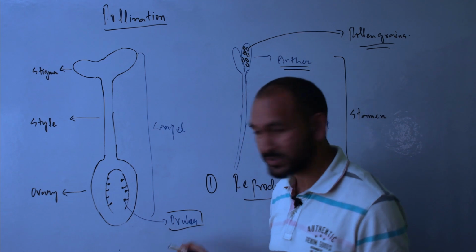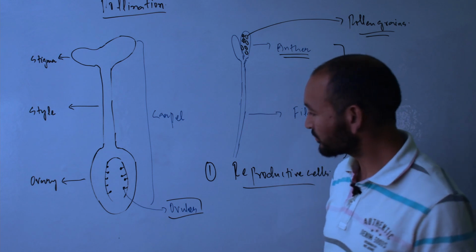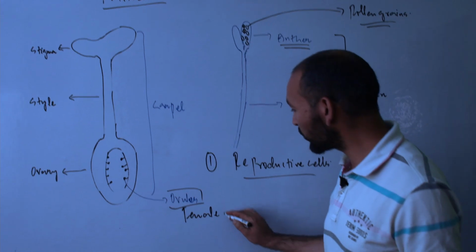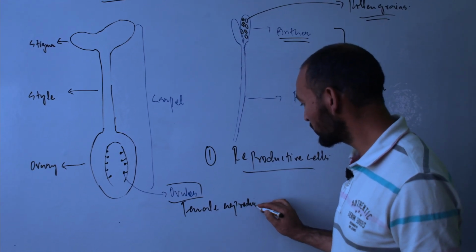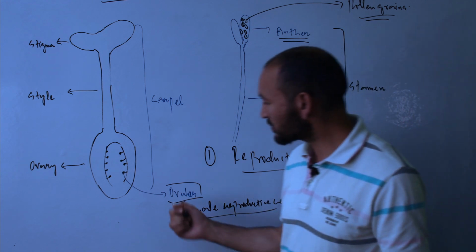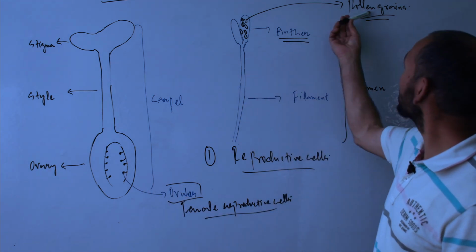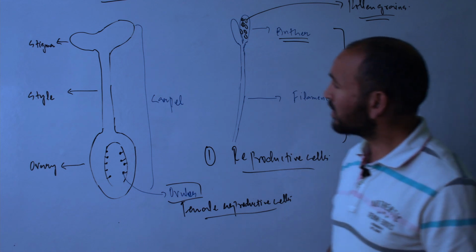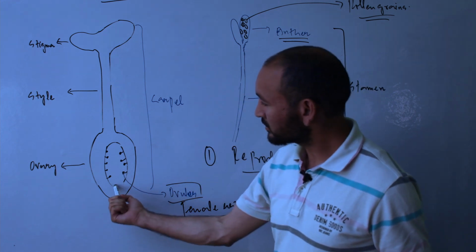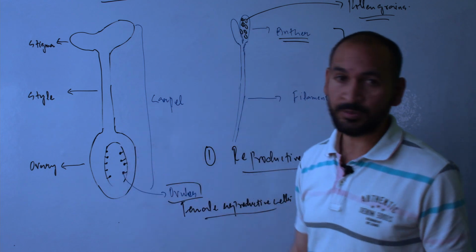So male reproductive cells are formed in pollen grains, and female reproductive cells are formed in these ovules. So this is the site where female reproductive cells are formed. The egg is formed here in the ovules. So eggs are formed in the ovules. The male gametes are formed in the pollen grains. Now, how do these male gametes get to these eggs? How do they reach the eggs?